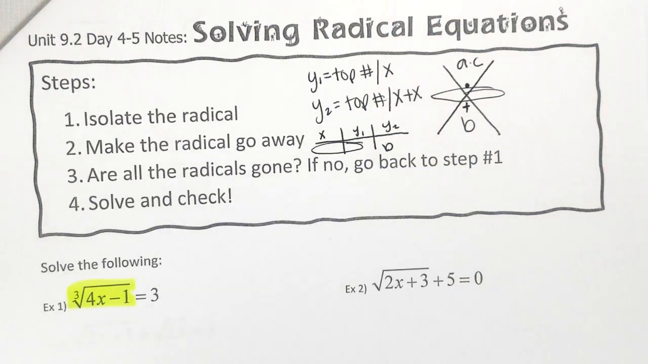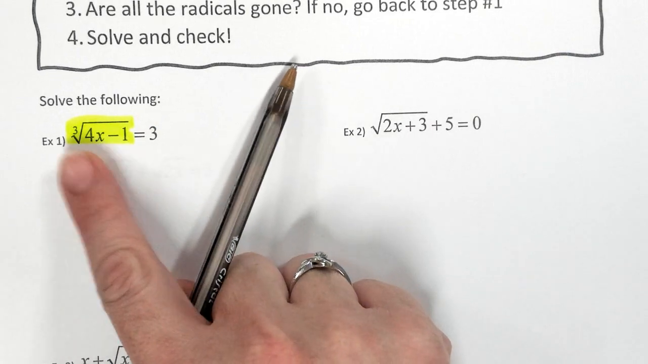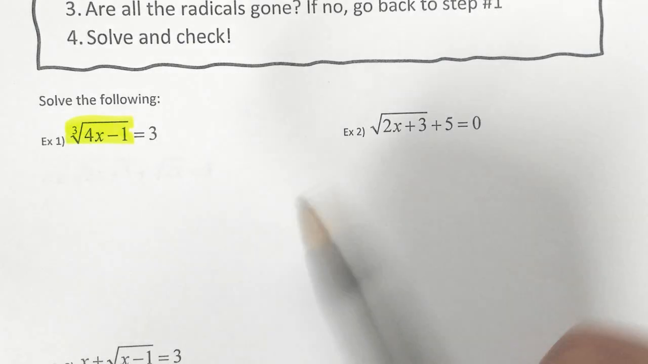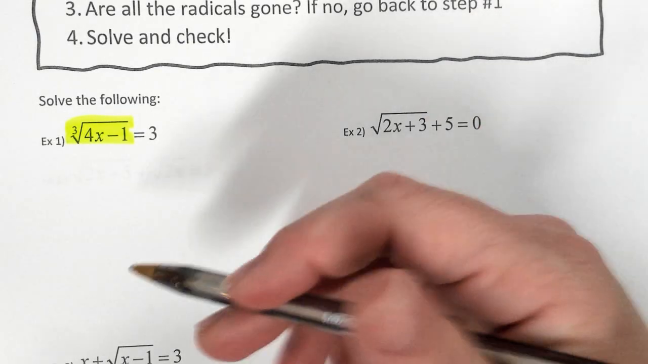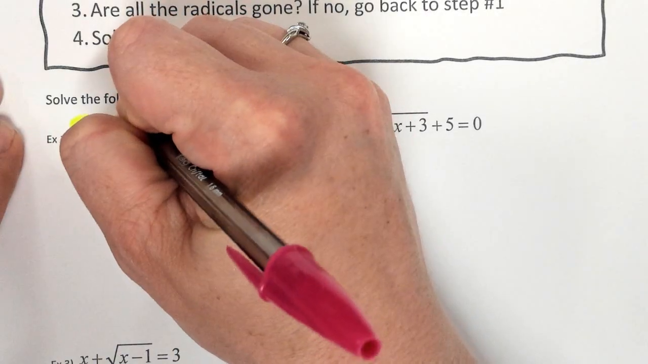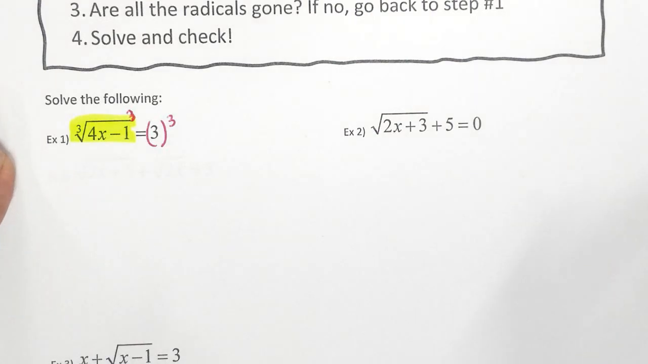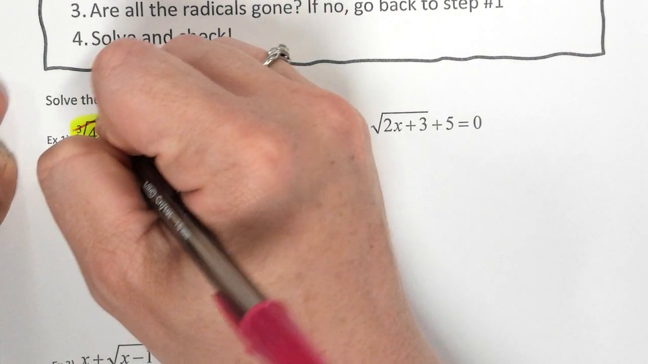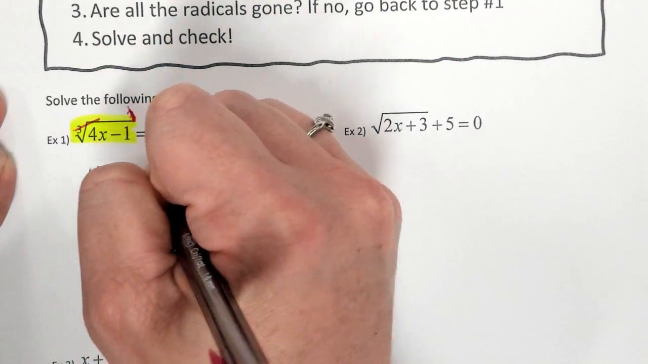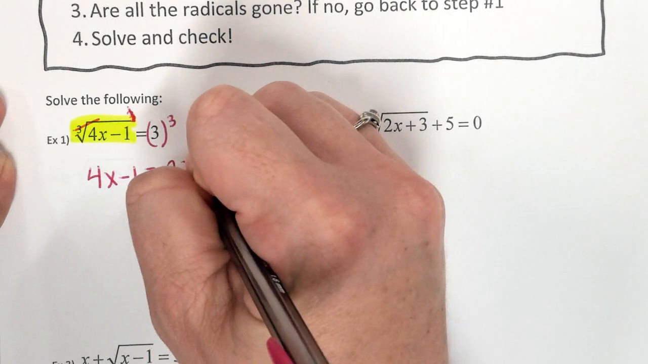is my radical isolated? Is my radical alone on one side of the equal sign? Yeah. And how do you make that radical go away? How do you get rid of a cube root? You cube it. So if I cube the left side of the equal sign, as long as I cube the right side of the equal sign, it's still equal, right? So my cube root cancels my cube, and I'm left with 4x minus 1 equals, well, what's 3 cubed? No, 27.